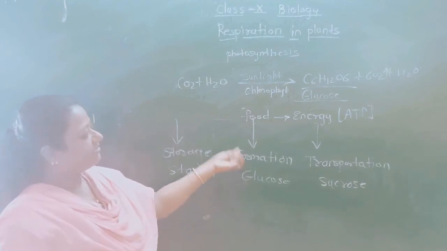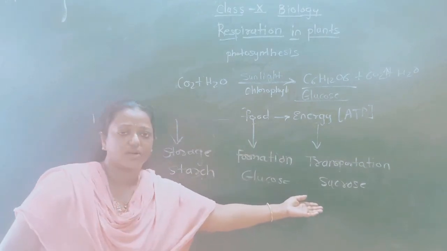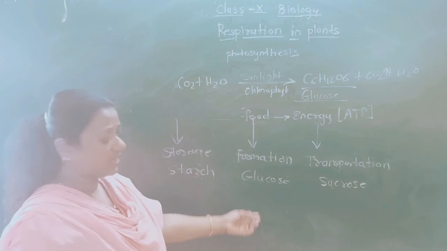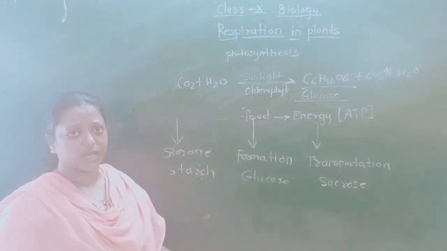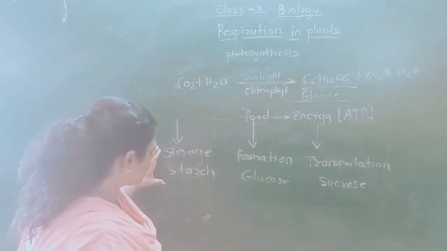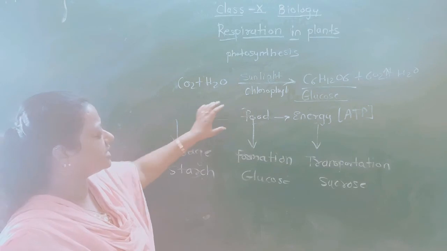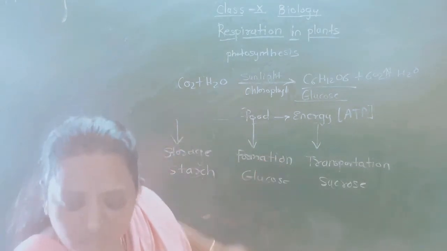Understood? And if they are transporting the food from one part of the plant to another part, that is called as what? Sucrose. That is also one kind of disaccharide. Okay? This is a single molecule. That is a disaccharide, two molecules of glucose. So according to storage, formation and transportation, food is bifurcated into starch, glucose and sucrose. Okay, so this is all about food.